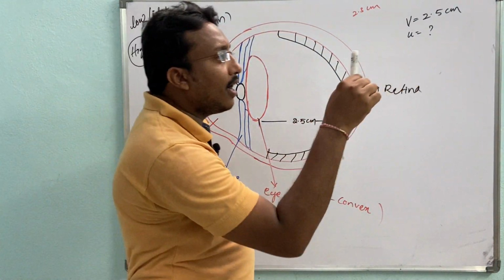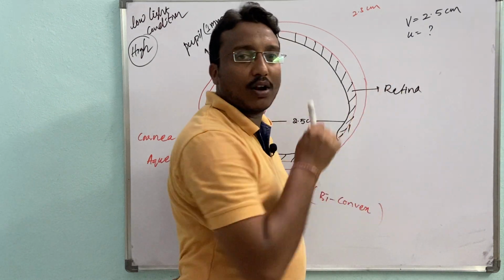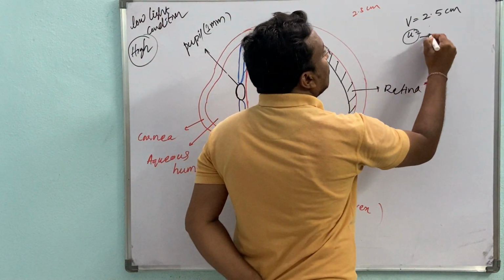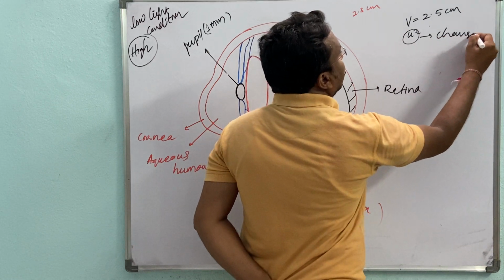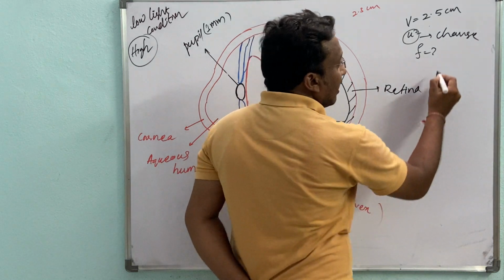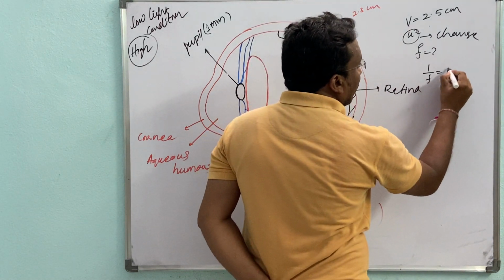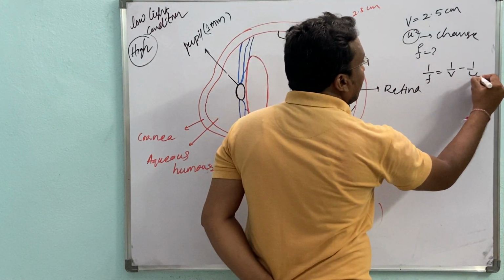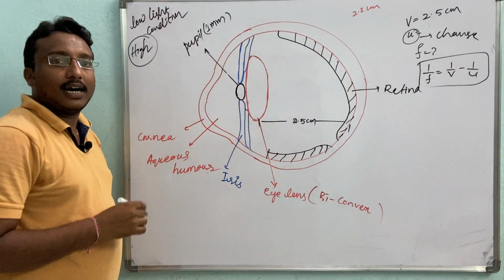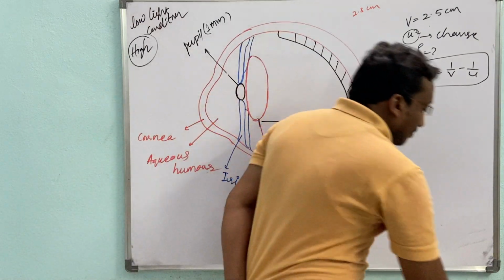Sometimes I will see closer objects, sometimes far objects, so u changes. Obviously, in this case u changes. Then what about focal length? The principle is 1/f = 1/v - 1/u. It is the lens formula. We discussed the lens formula.